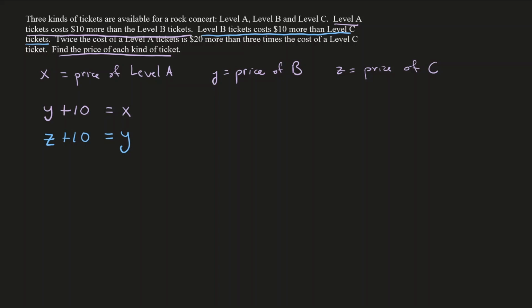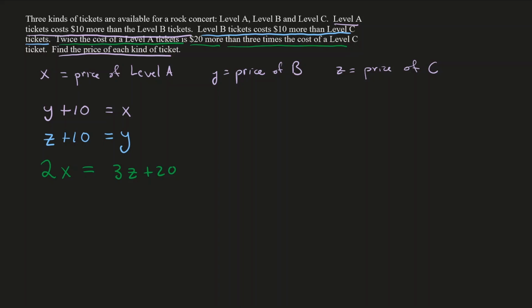And then as the last equation that we need, we notice that twice the cost of the level A tickets is 20 more than 3 times the cost of the level C tickets. So we have 3 times the cost of the level C tickets, and we have to add 20 to that to get twice the cost of the level A tickets. So we have these 3 equations here.